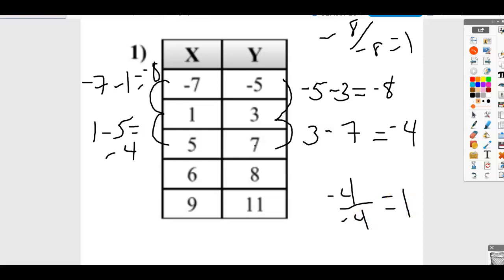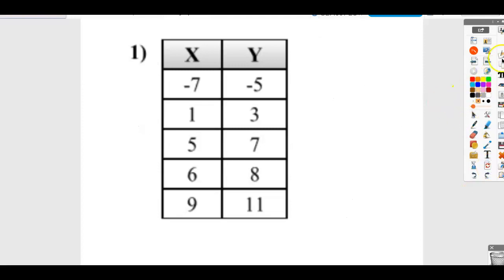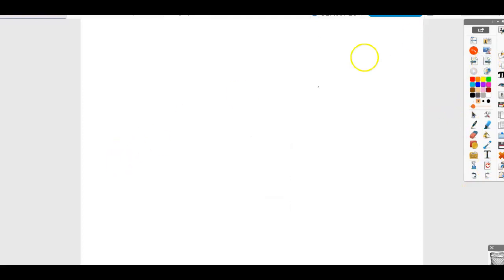It doesn't matter which points I use. No matter which ones I use, the change in y over the change in x should be the same if it is linear. Okay, that's it. So that should help you understand.